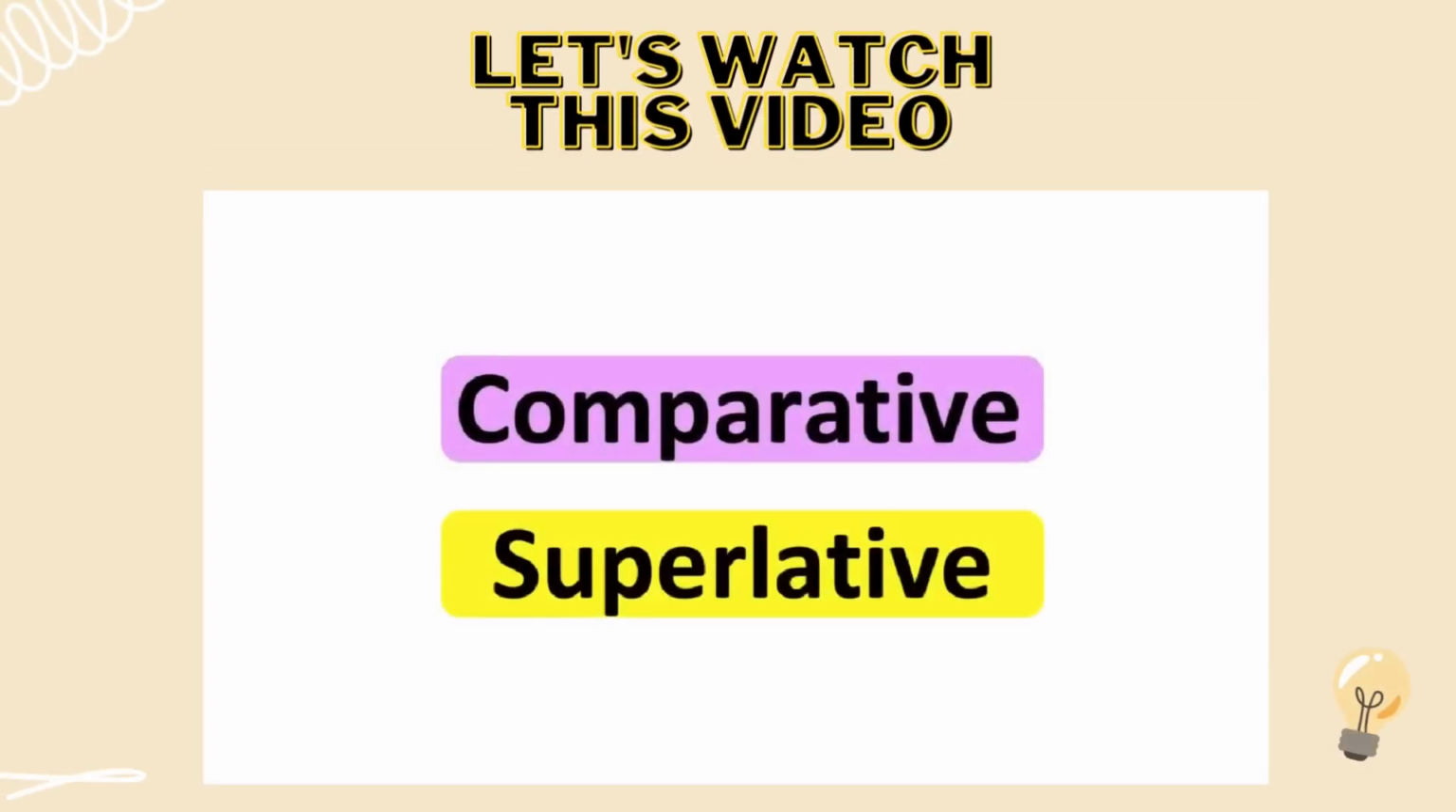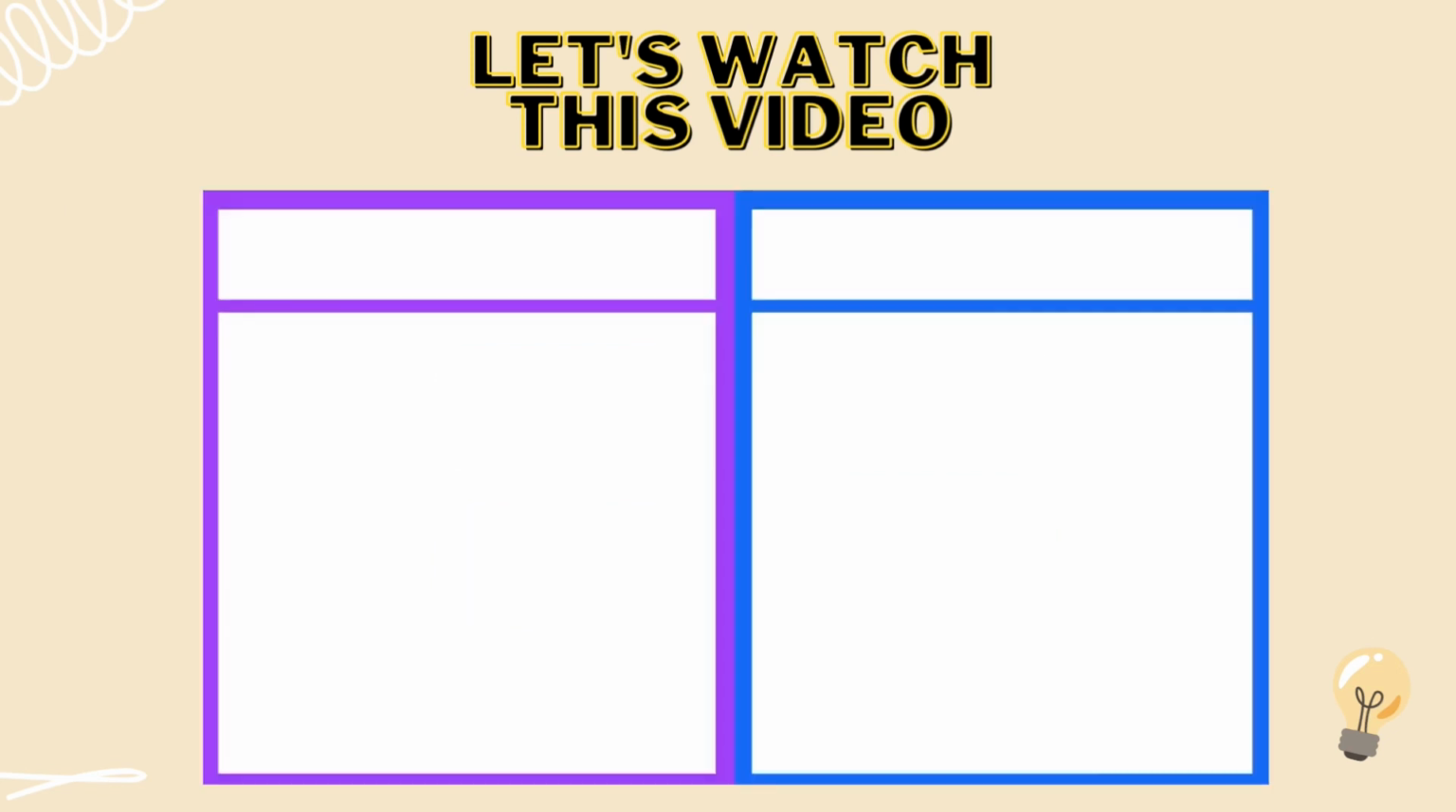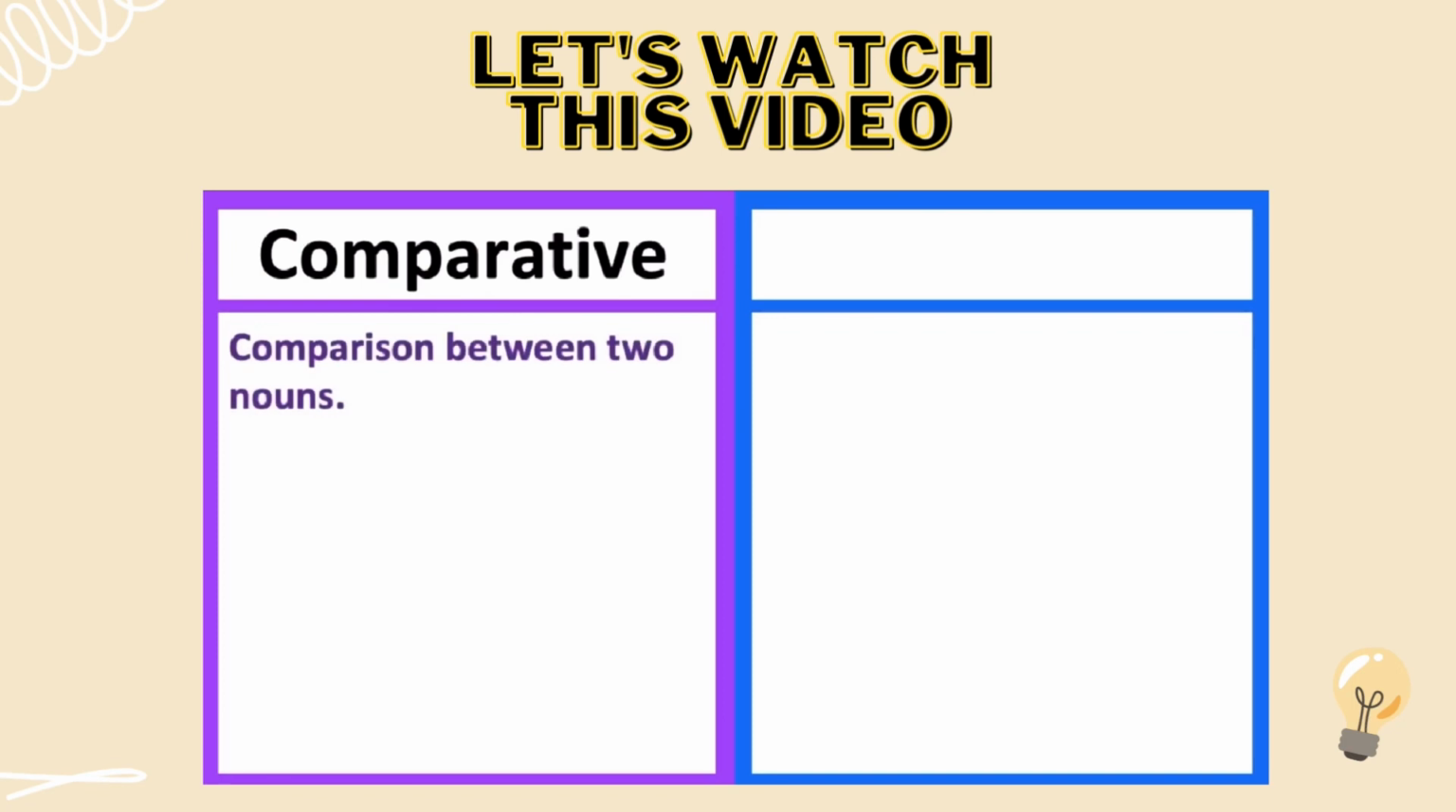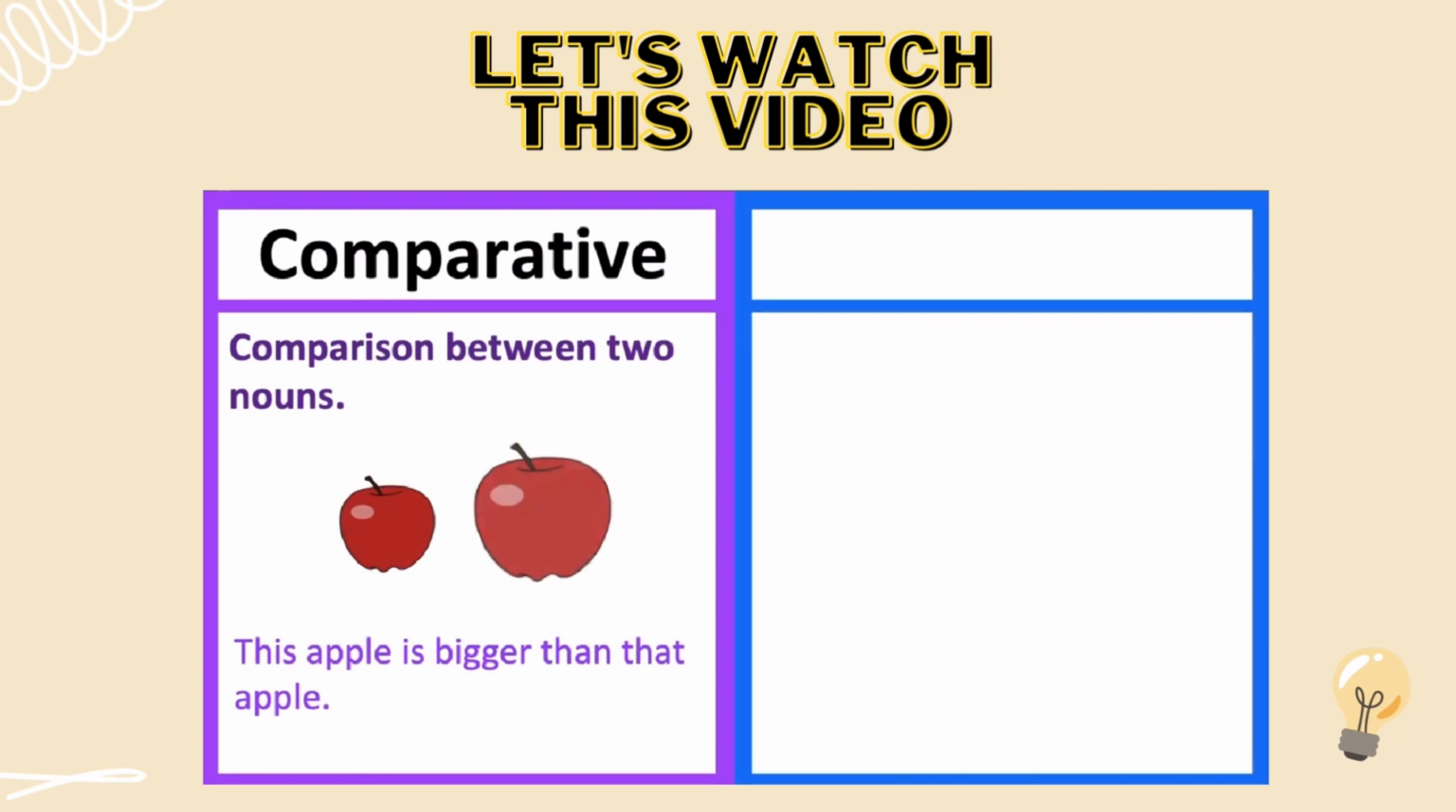Comparative and superlative. In this lesson, I will go through the difference between these 2 types of adjectives. An adjective describes a noun. Comparative adjectives compares things or people. So this is a comparison between two nouns. So we compare one with the other. For example, this apple is bigger than that apple. Notice that the adjective ends in er and is followed by than. Bigger than.